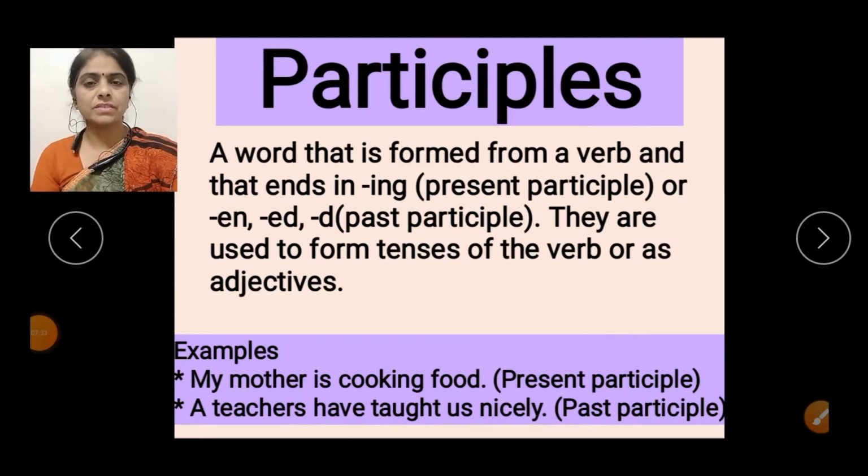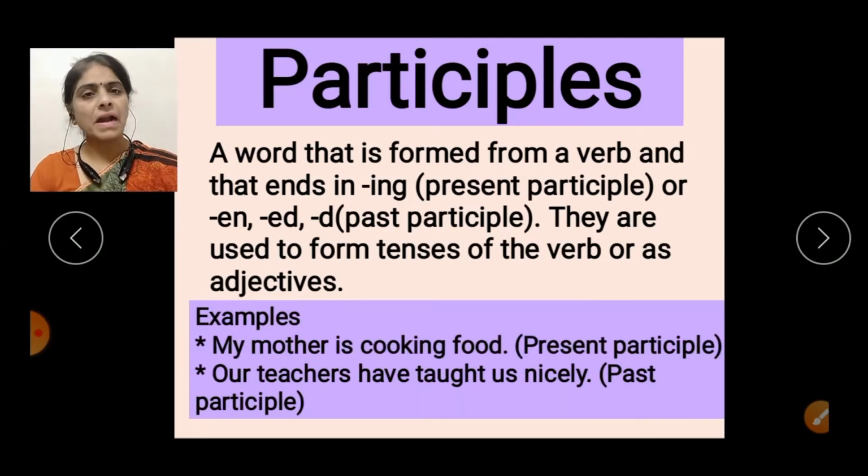After infinitive and gerund, we are having participles. Participles are the third kind of non-finite verbs. A participle is a word that is formed from a verb and that ends in ing, that is called present participle, or en, ed or d, that is called past participle. They are used to form tenses of the verb or as adjectives. So participles are also of two kinds, present participle and past participle. Present participle can be formed by adding ing in the base form of the verb, and past participle can be formed by adding en, ed or d in the base form of the verb. These participles are used in the sentence as verb or as adjectives.